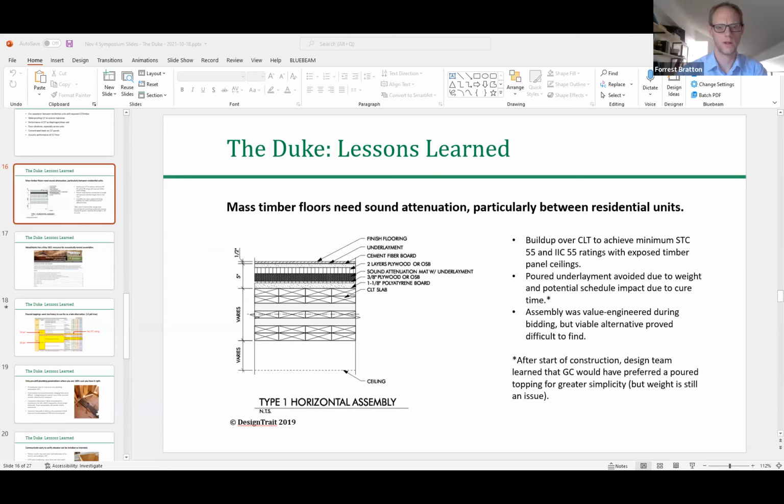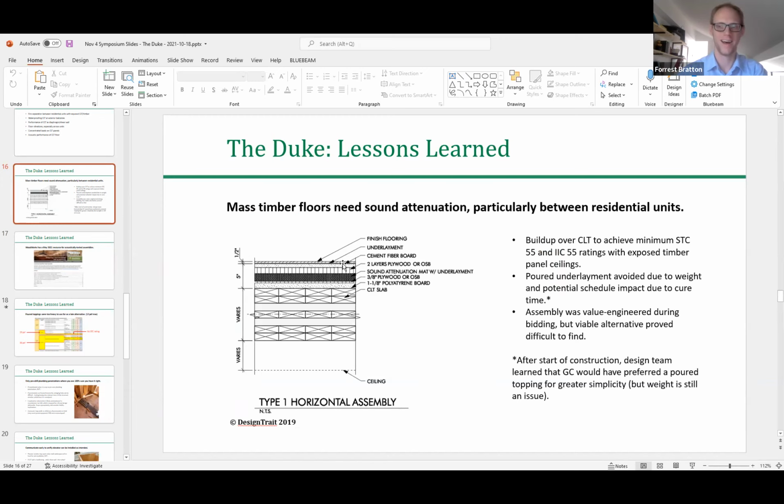Can you guys see my screen here? Yes. Okay. So this is the original assembly that was spec'd. You can see there's a number of different things. We have polystyrene, and then plywood, and then an Acoustomat, more OSB or plywood, fiberboard. So it was a lot of pieces and parts to make that work.